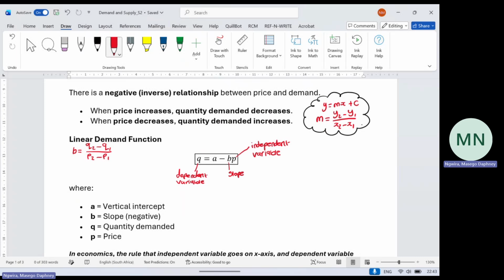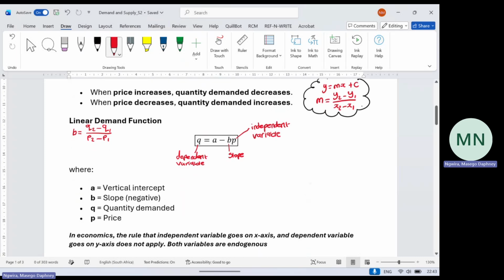And then you'll notice that the slope for the demand function is negative. So what does it mean? It means that when we draw the graph for the linear demand function, this will be our Cartesian plane. The graph is going to have a negative slope. On this axis is going to be my Q, and on this axis is going to be my P.